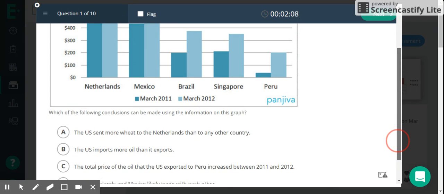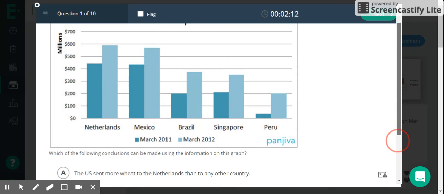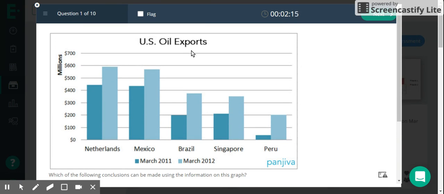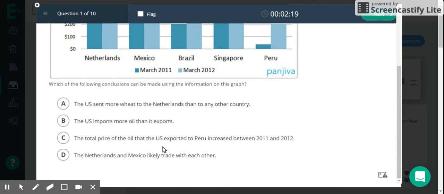Letter B, the U.S. imports more oil than it exports. Well, it says the U.S. imports more than it exports. There's nothing on here about imports. There's only things here about exports. So that's a distractor.